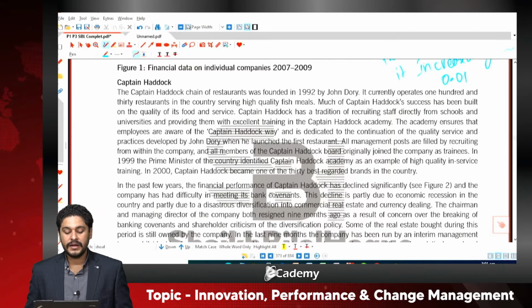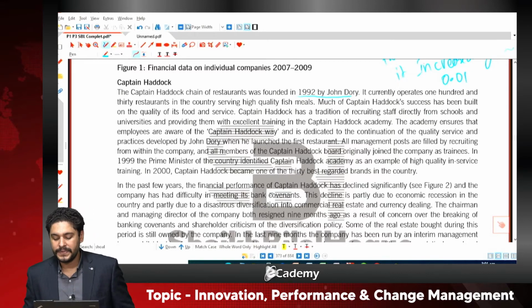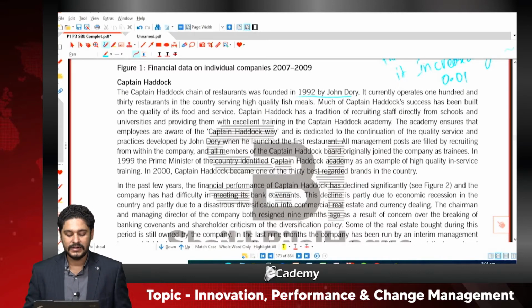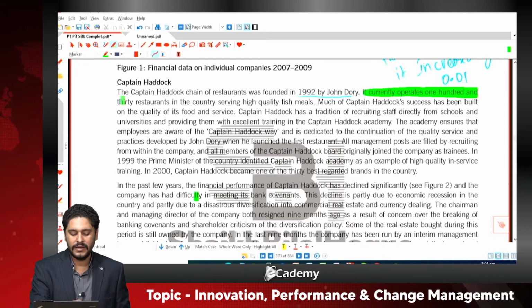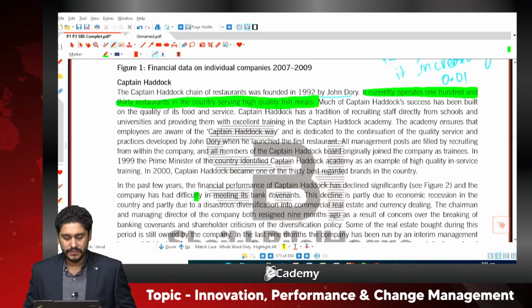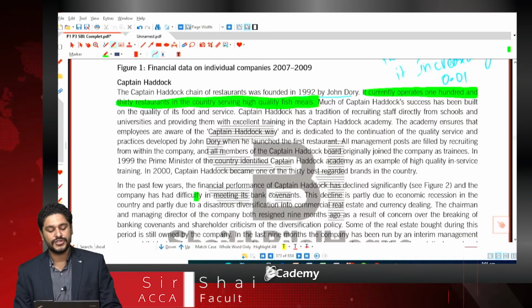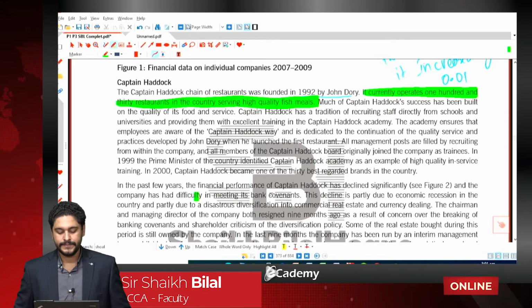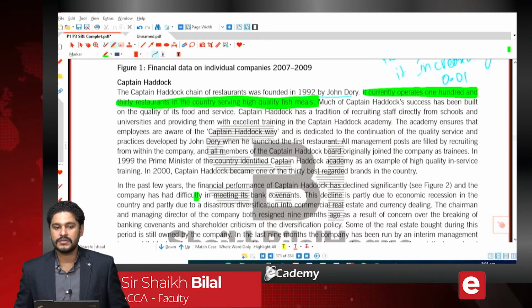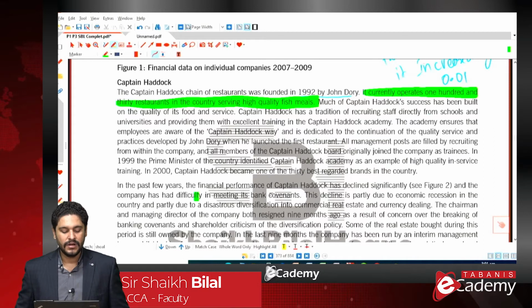The Captain Haddock chain of restaurants was founded in 1992 by John Dory. It currently operates 130 restaurants, which means there are around 130 restaurants available. So we are about to go for this restaurant chain maybe. It currently operates 130 restaurants in the country, serving high quality fish meals. Much of Captain Haddock's success has been built on the quality of its food and services.